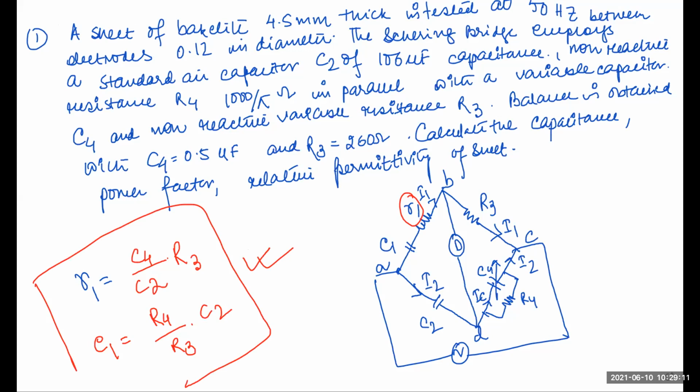Another thing, you have to find out the power factor. The power factor formula I'm writing here. The power factor formula is what? It will be omega C1 R1. Okay, it is the power factor formula. And if you ask about permittivity, I will tell you in the next class.